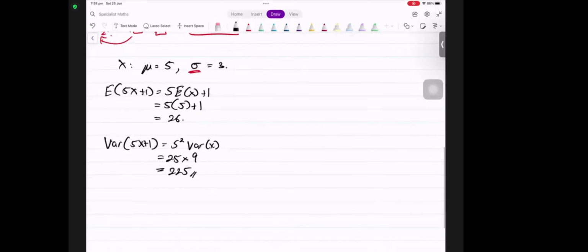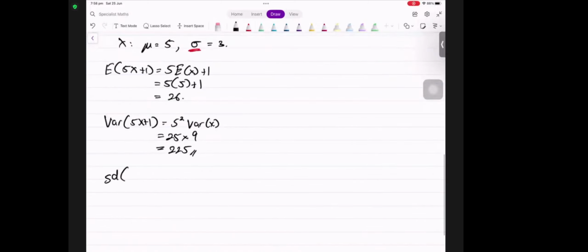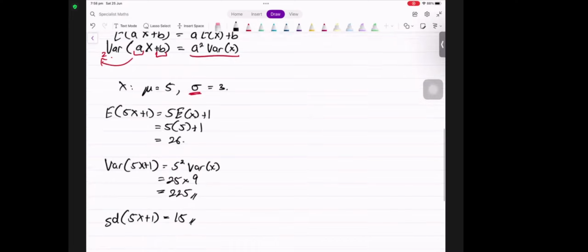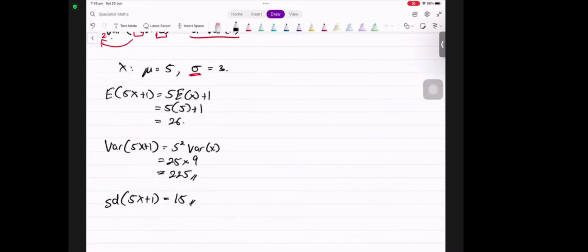Oh, yeah, that's just your variance. So if you want to find your standard deviation of 5x plus 1, then you get the square root, which is just 15. I think, yeah, that's really the main basis of independent variables.